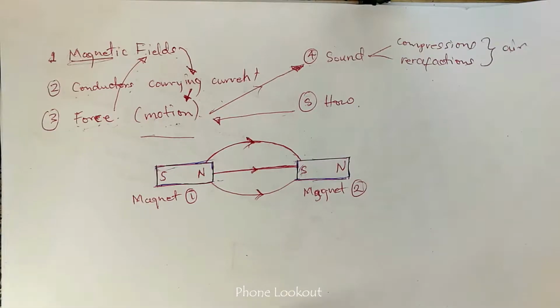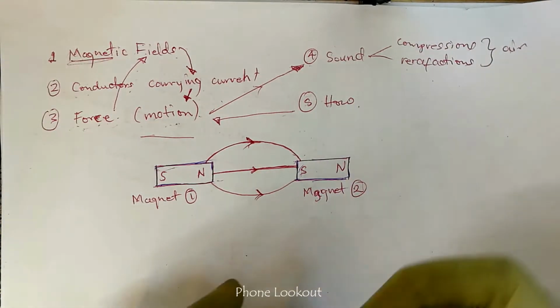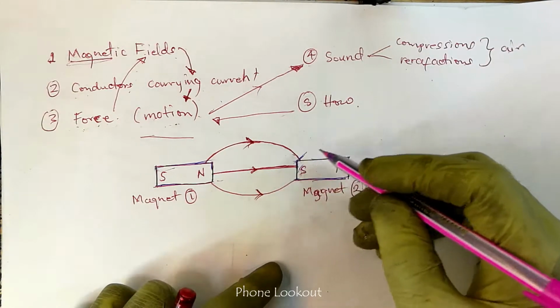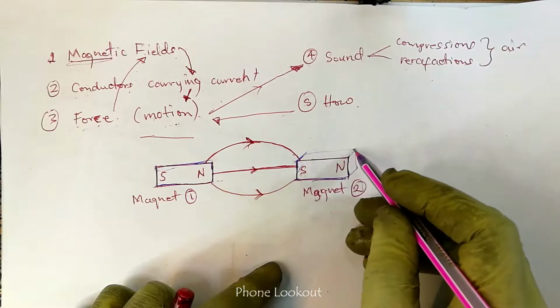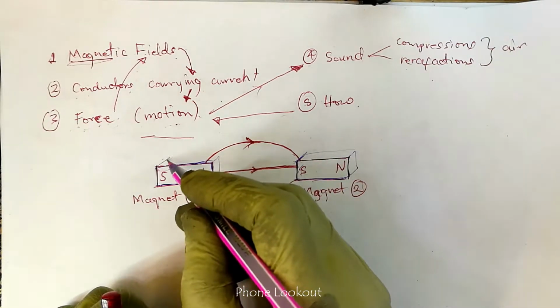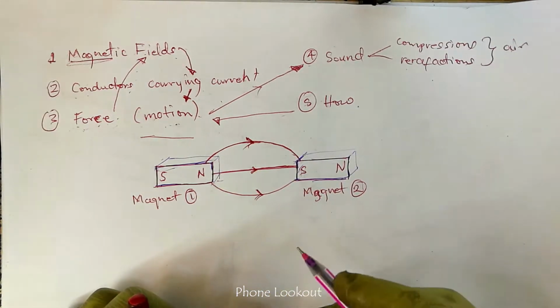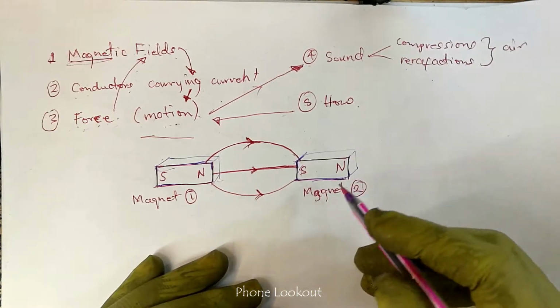Now, this is a magnet. Actually, let me try to draw it in 3D. But of course, that was the cross section. Okay, like that. That's how it would have looked. So there's a field in between these two magnets, magnet 1 and magnet 2.